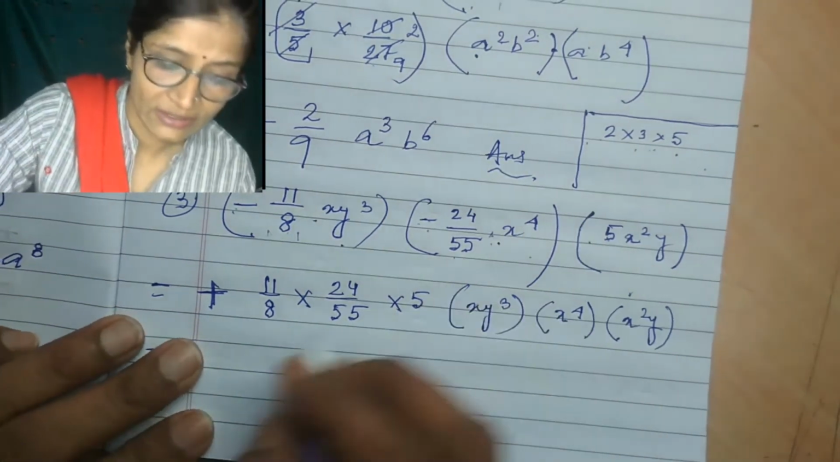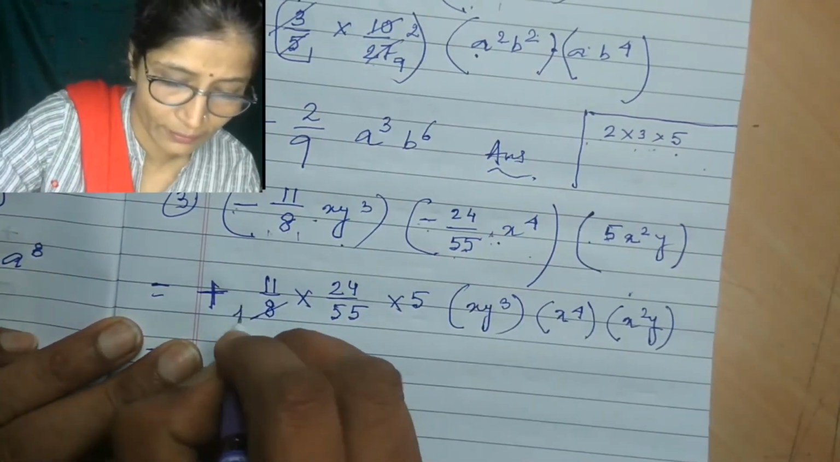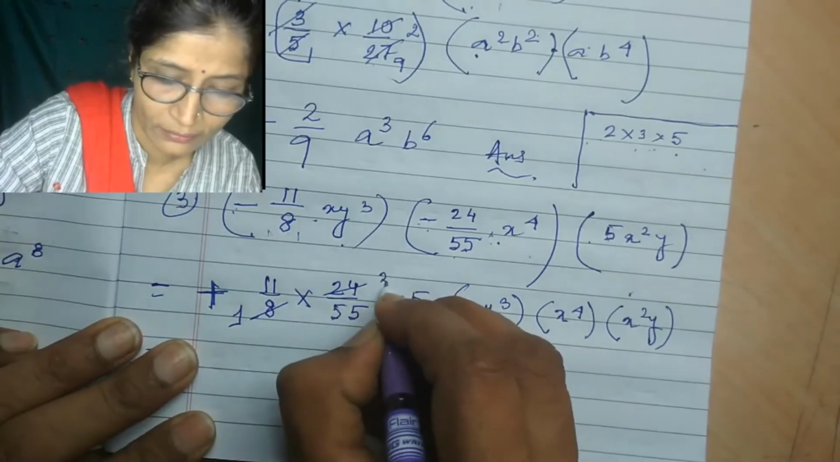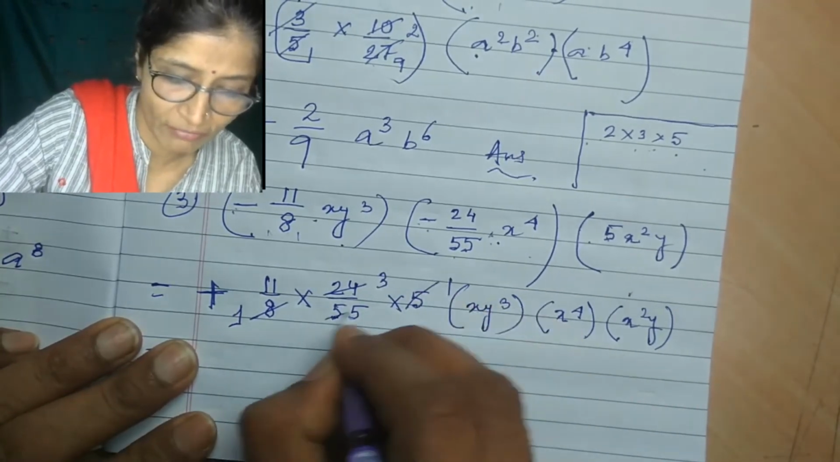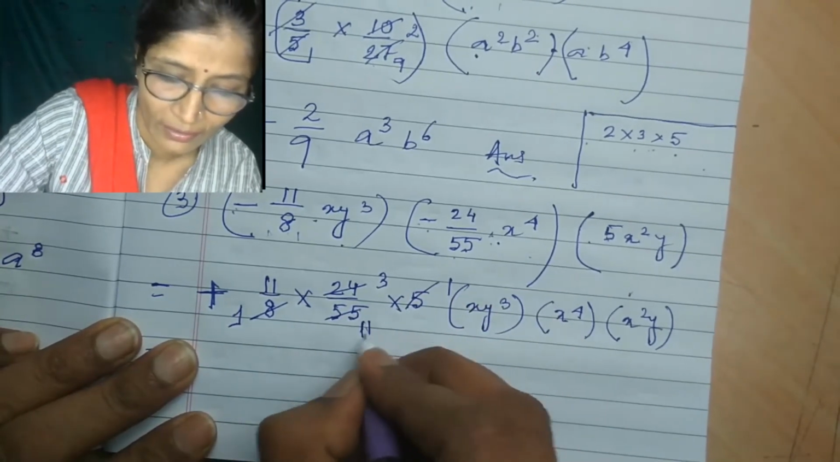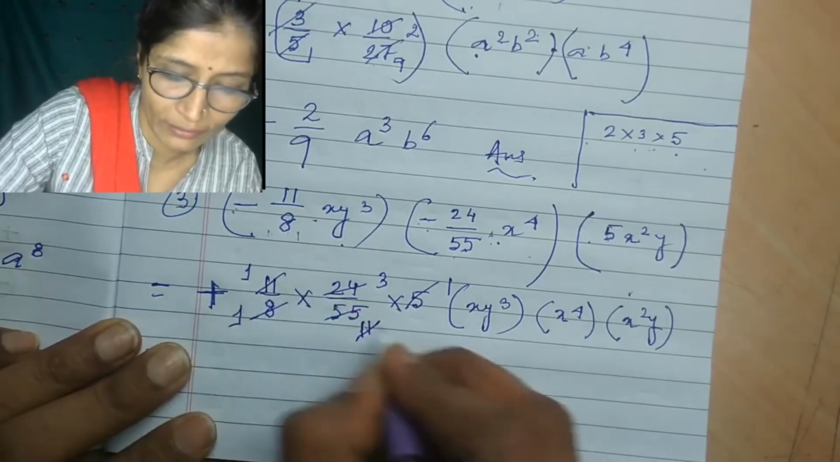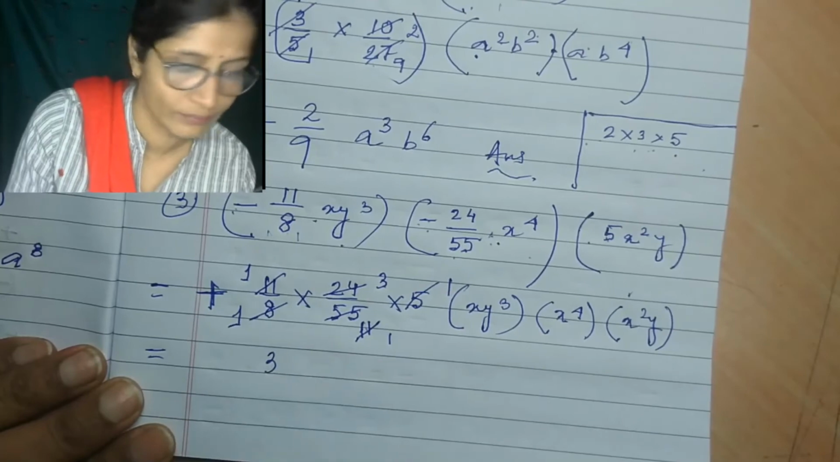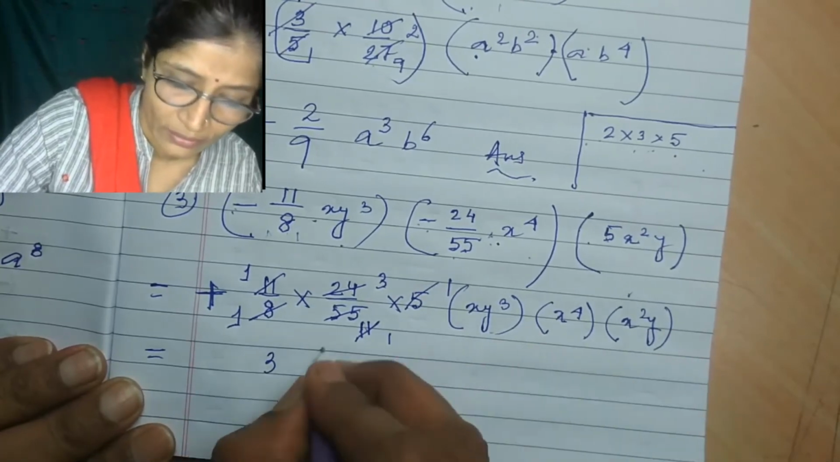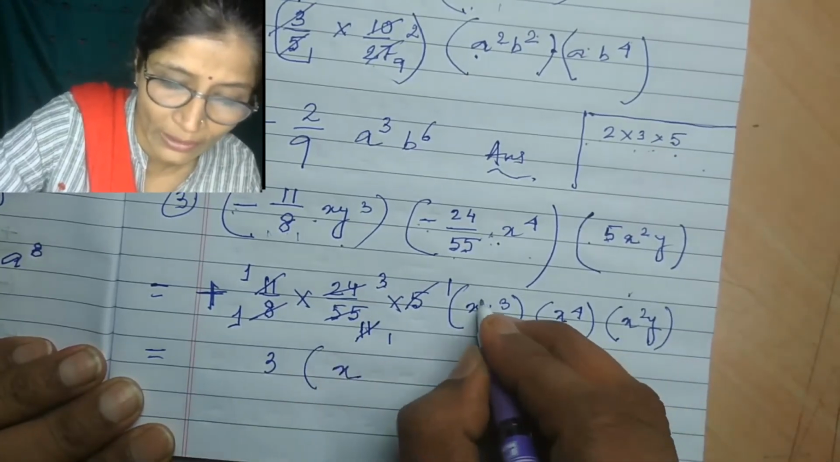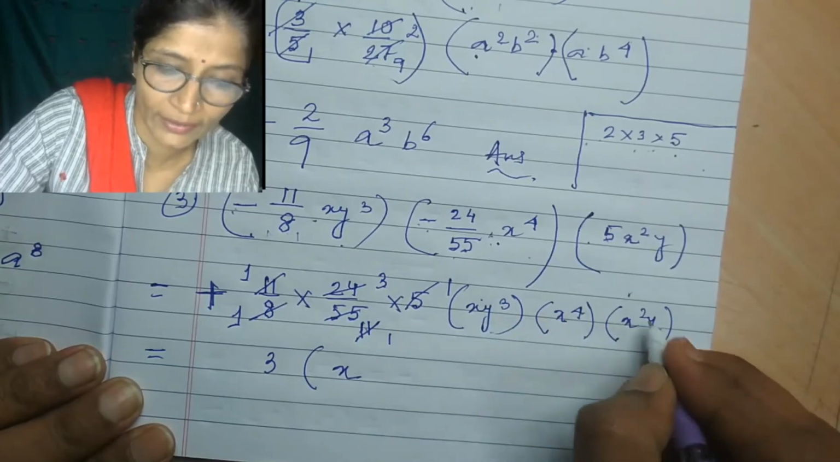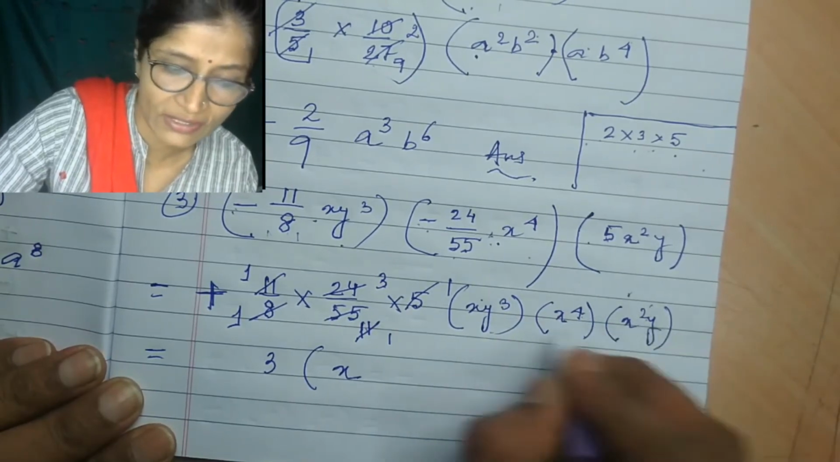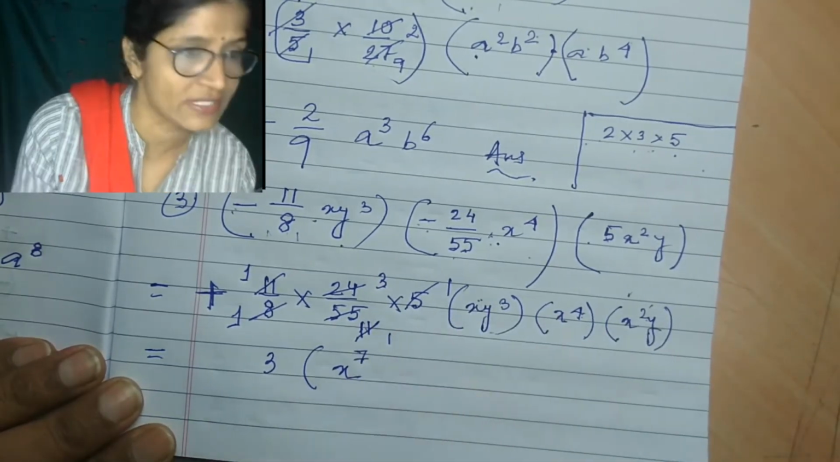Now cancel whatever is possible. 8 1s are 8, 8 3s are 24, 5 1s are 5, 5 11s are 55. So this 11 and 11, 1 and 1. Everything cancelled, only 3 left. So I will write here 3. Then this one, x to the power: here 1, here 4 and here 2. So 4, 5, 6 and 7. So x to the power 7.